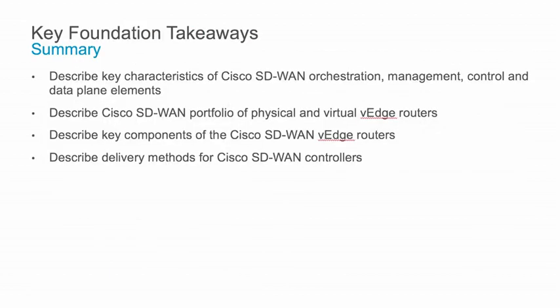In summary, in this module, you learned how to highlight the existing and new product offerings that are supported as part of the Cisco SD-WAN solution, explain the key components of the Cisco SD-WAN vEdge routers, position the appropriate hardware and software based on the Cisco SD-WAN component roles and responsibilities, and describe delivery methods for the Cisco SD-WAN controllers.